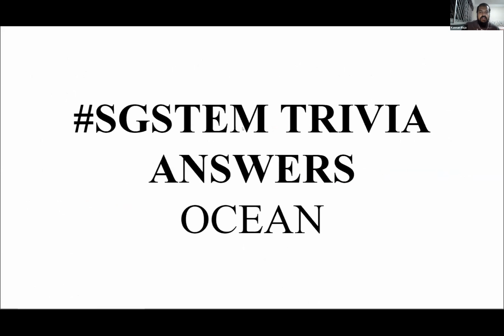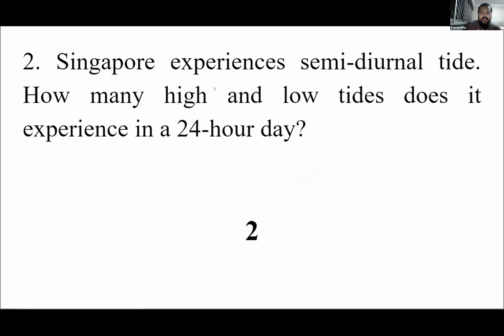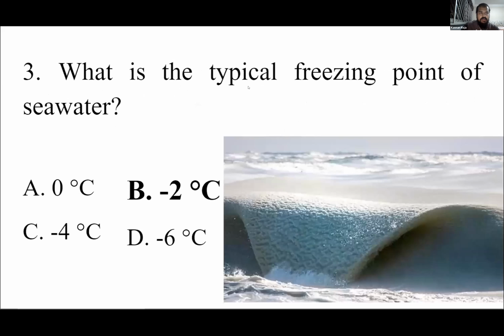Carrying on, ocean. The Atlantic is the second largest ocean, with the Pacific being the first. And the other oceans are the Indian, the Arctic, and the Southern. And Singapore experiences two high and two low tides in a 24-hour day. And the typical freezing point of seawater is -2 degrees Celsius.